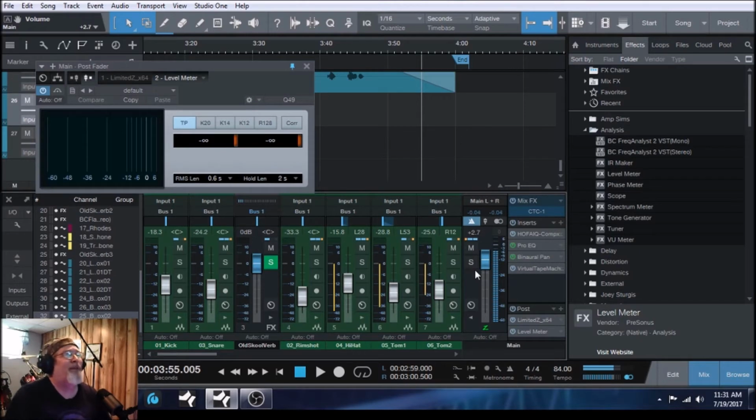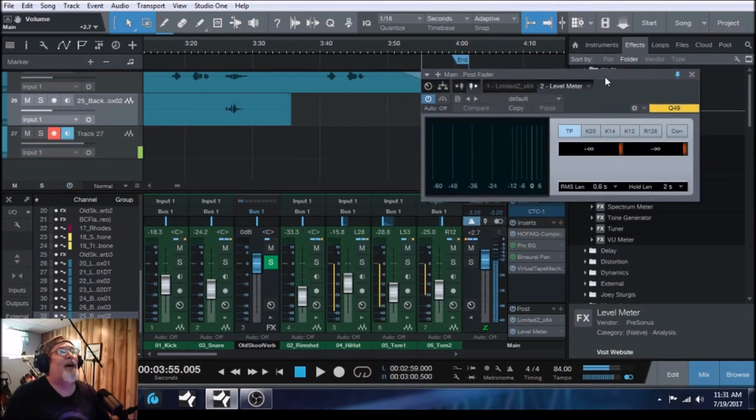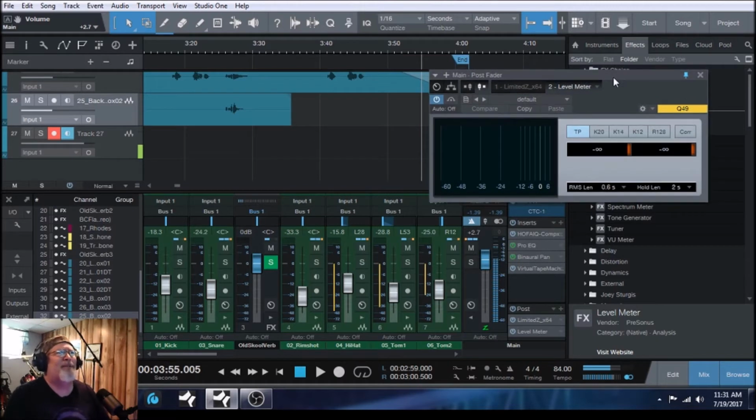You should probably set your brick wall limiter somewhere around, let's say, negative 1.5 and 1.3, simply to give room for the MP3 conversion. But at the moment, I have this one set at 0, just because it makes it a little easier to explain. But what happens is you've got a brick wall limiter that's going to catch all your peaks.